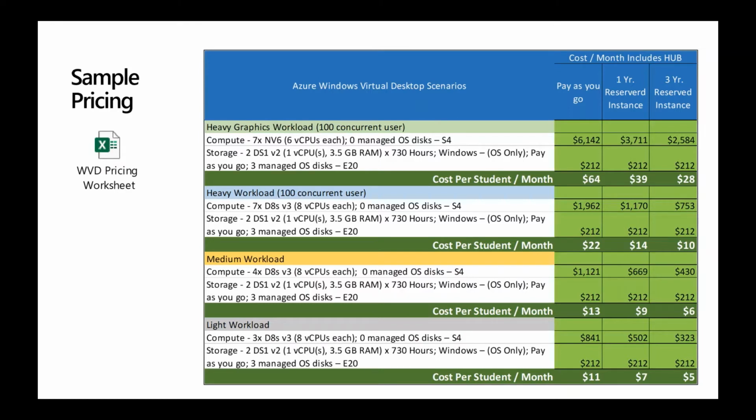In the past, there was a requirement to pay for the entire term on day one. So with a 1-year reserved instance, you'd be paying that entire year up front, but you would see significant savings, anywhere from 40 to 45%. On a 3-year reserved instance, your savings can climb as much as 50% or higher.